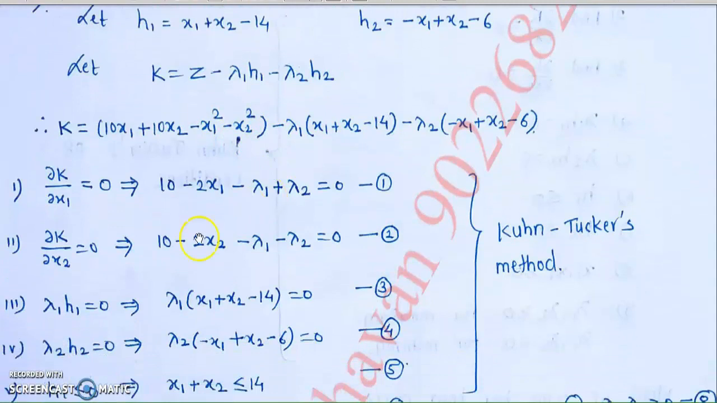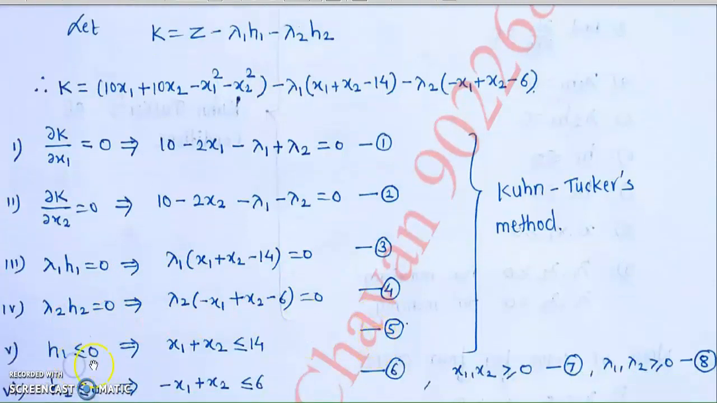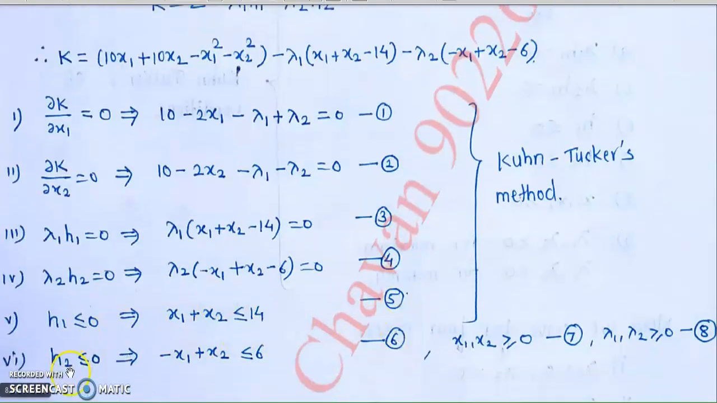Now lambda 1 into h1 equal to 0 gives us equation number 3. Lambda 2 into h2 equal to 0 is equation number 4. H1 less than or equal to 0 is nothing but the first constraint, equation 5. H2 less than or equal to 0 is the second constraint, equation 6. X1 and x2 should be non-negative, equation number 7, and lambda 1 and lambda 2 should be non-negative, equation number 8. So these 8 numbered equations are called Kuhn-Tucker's 8 conditions.